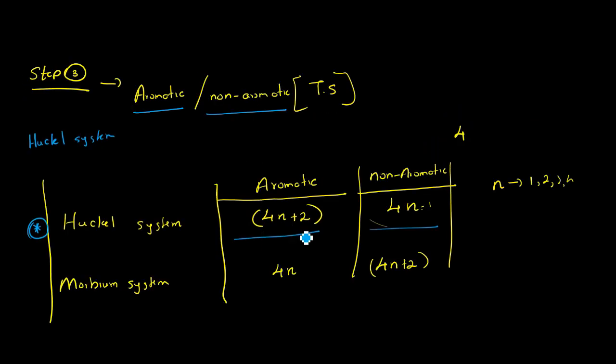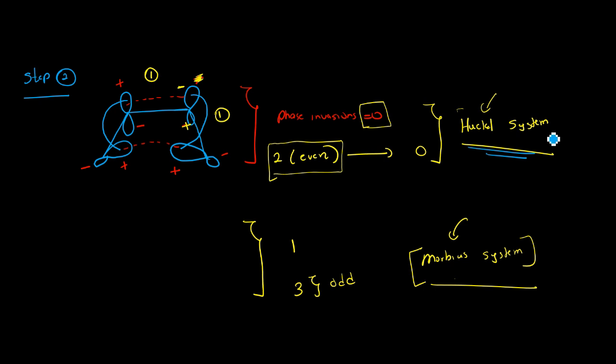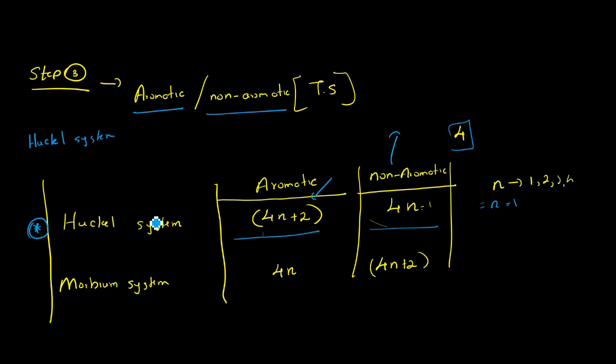So if I go through that, you will see we have two choices, either 4n plus 2 or 4n. 4 electrons doesn't follow the 4n plus 2 rule, it follows the 4n rule. If you make the n equals 1, then you can obtain 4 in this case, but you can't make 4 in the other case. So which means your transition state is non-aromatic. So we have determined the type of our system, whether it's Huckel or Mobius, and then we have determined the aromaticity. So in our case, it's non-aromatic.